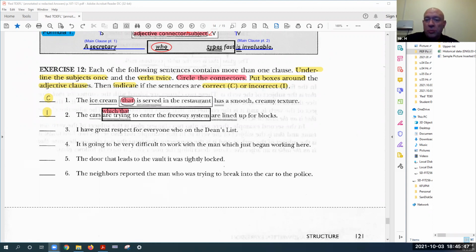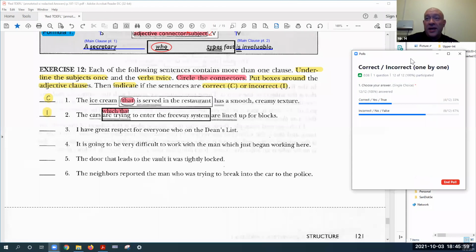We got 10 people, 2 more. 2 more people. Come on. 5, 4, 3, 2. All right, everybody answered. Okay, now, Houston, we have a problem. 4 people said it's correct, and 8 people said it's incorrect. Who will lose marks in the TOEFL?